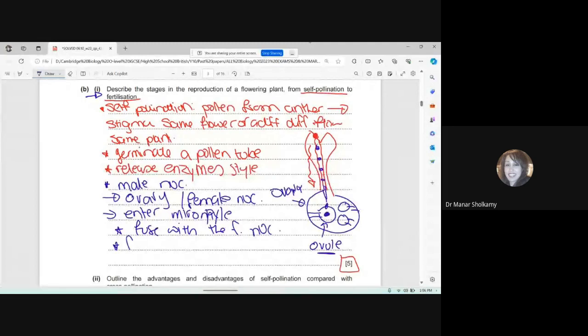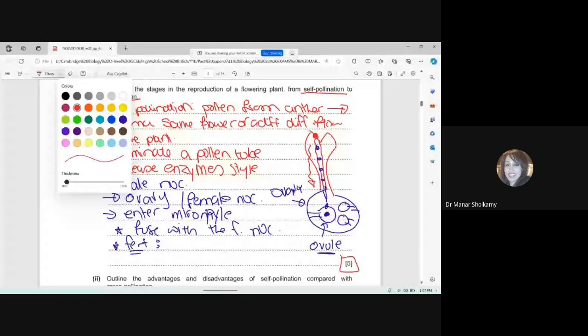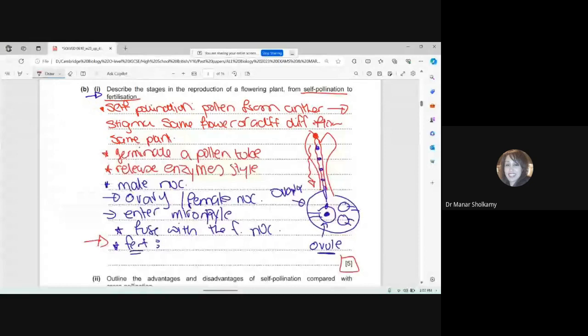And here you can define it. Fertilization is defined as the fusion of what, to produce what? Very good. It is the fusion of the male and the female nuclei in order to form a diploid... what? Zygote. Zygote, for the seed.